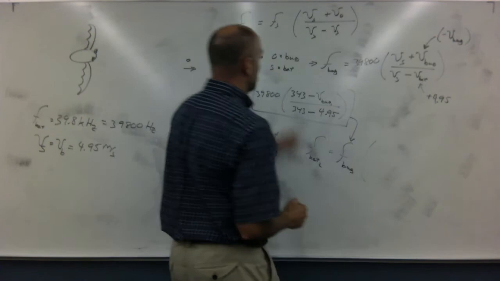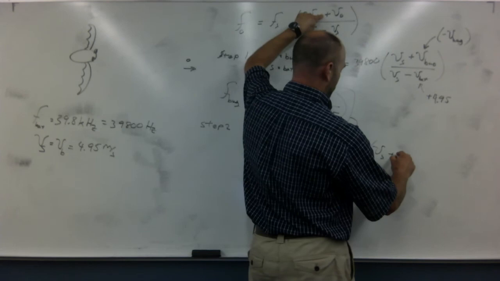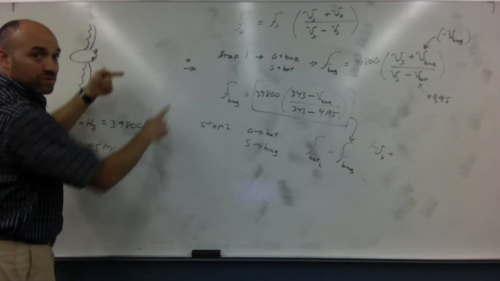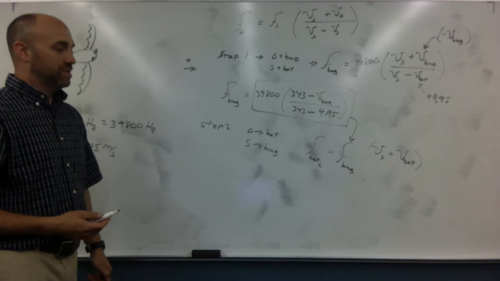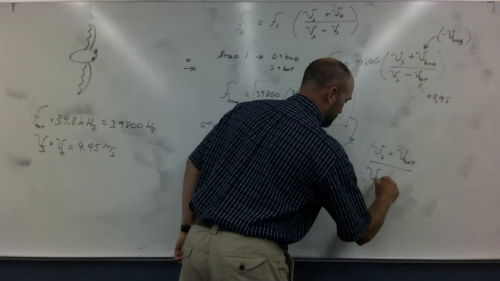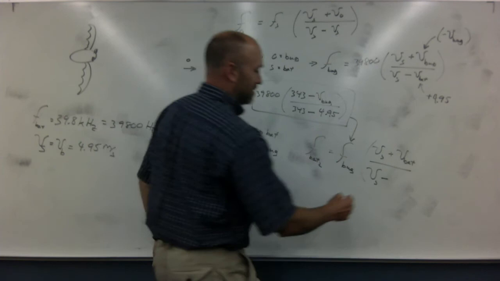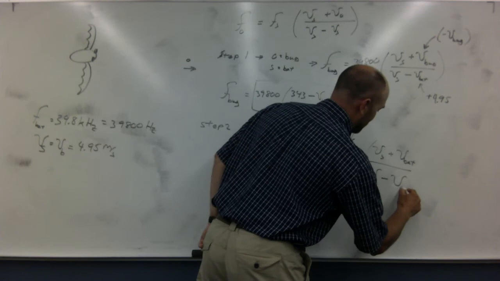Times, now we're going to write this up here. Speed of sound plus the speed of the observer. Now here your observer is traveling towards the source, so it's going to be plus the speed of the bat, and that's a positive speed of the bat because the bat is flying towards the source here, divided by the speed of sound minus the speed of the source, which is going away. This is going to be the speed of the bug, and that's going to be negative speed of bug.